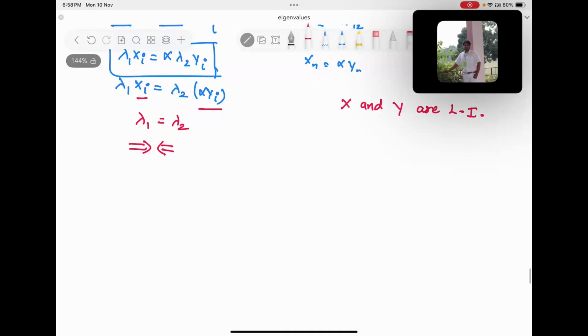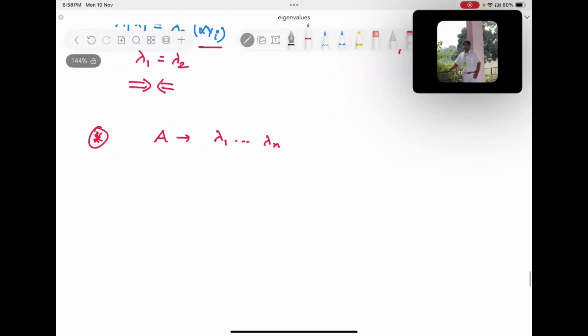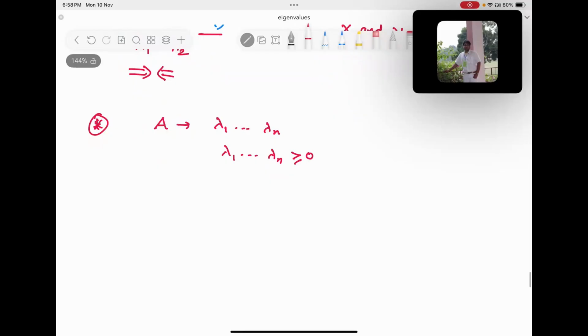Okay. And suppose you have a matrix A, n cross n, and suppose lambda 1 to lambda n are eigenvalues of A. If all the eigenvalues are positive, then it is called a positive definite matrix.